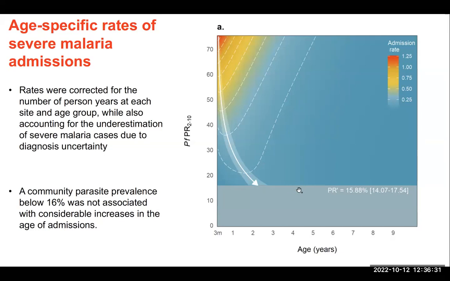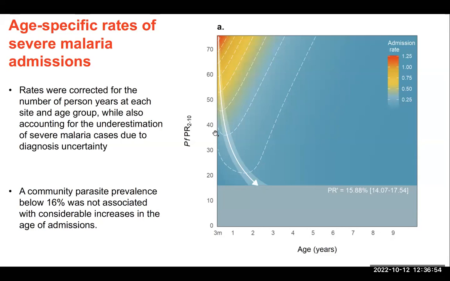But at sites beyond this critical point of 16%, the peak age of severe malaria rate decreases with increasing transmission. So for example, if we look at a parasite prevalence of about 70%, the peak age was among infants.